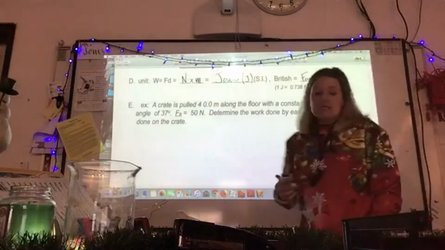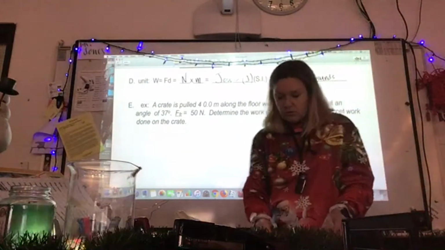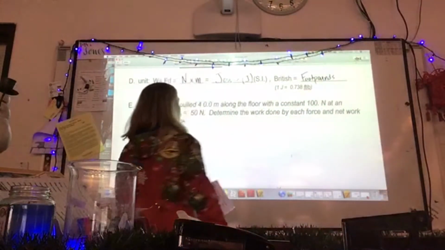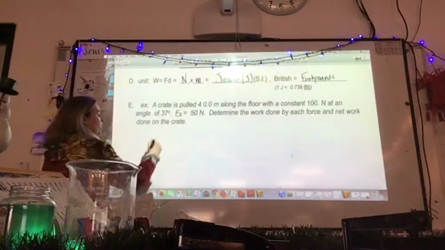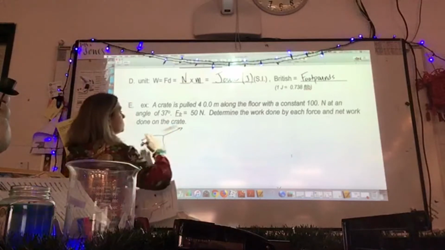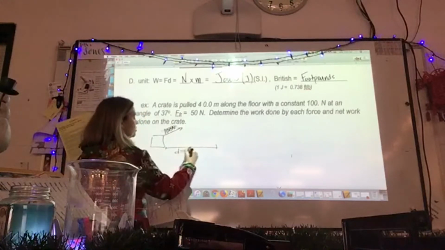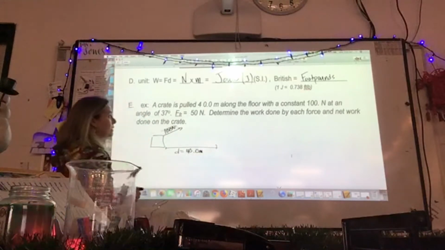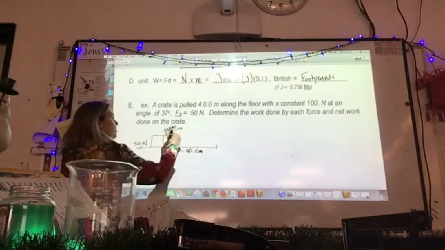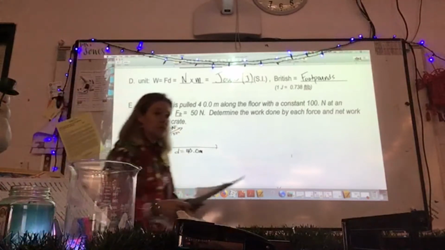Okay. All right, let's try a problem. We have a crate. It's pulled. Well, apparently I changed my numbers. That's 40. I don't know. So we have a crate, and we're going to pull it. What angle? 100 newtons. The displacement is 40 meters. Okay. And I know the force of friction is 50 newtons. And this angle is 37 degrees. All right. So what are we going to do?